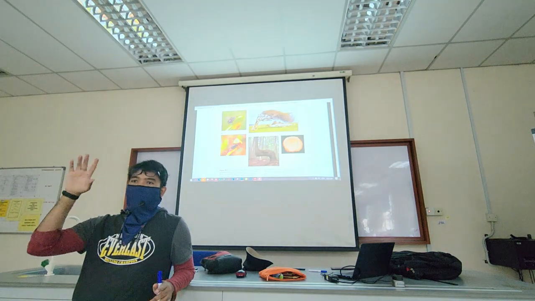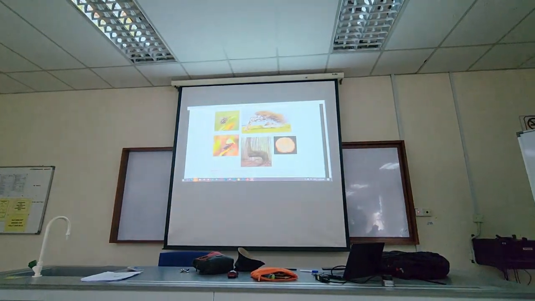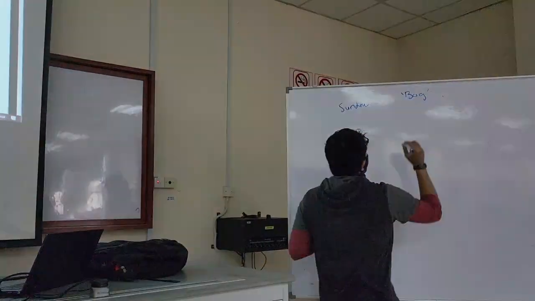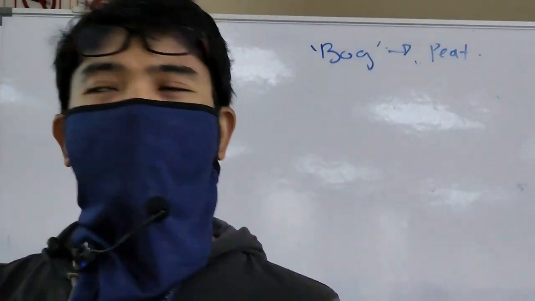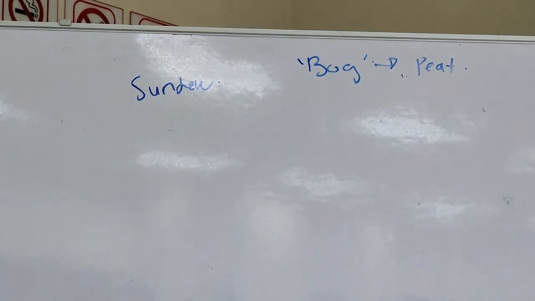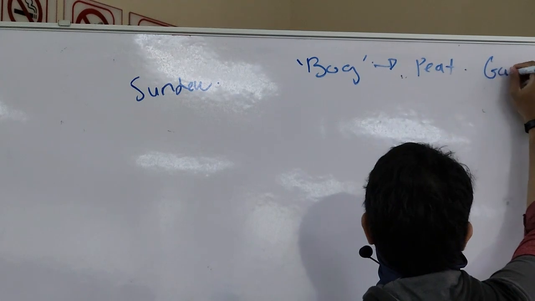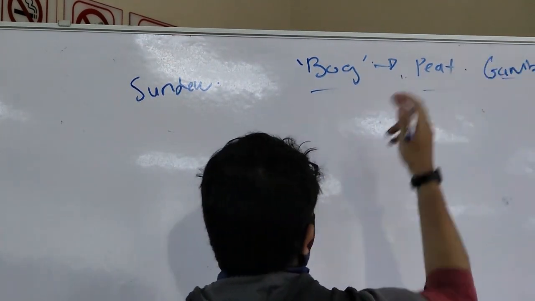Usually, this plant in their natural habitat, they grow in what we call the bog area. In our country, bog area is kind of equivalent to the peat area. You know, peat. What's that, Emily? Gumboot. So bog, peat, gumboot, that's in Malay.